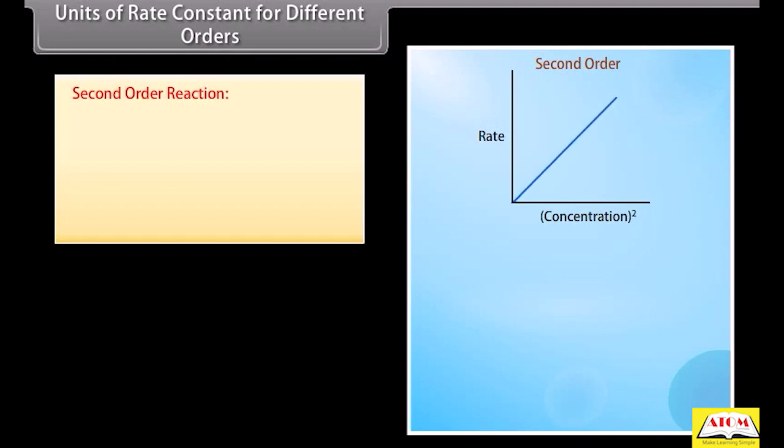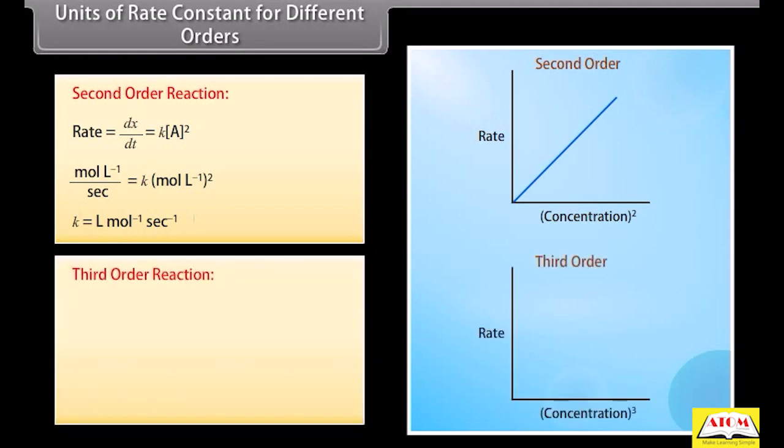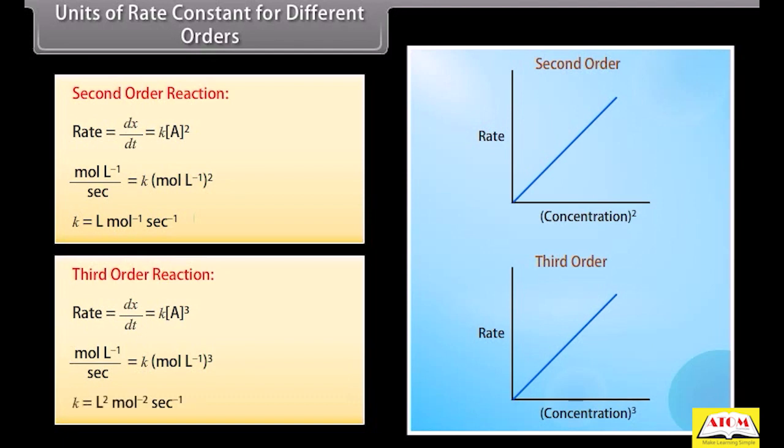Second-order reaction. Rate is equal to dx by dt, which is equal to the product of k and [A] raised to the power 2. Thus, the units of rate constant for second-order reaction are liter per mole per second. Third-order reaction. Rate is equal to dx by dt, which is equal to the product of k and [A] raised to the power 3. Thus, the units of rate constant for third-order reaction are liter squared per mole squared per second.